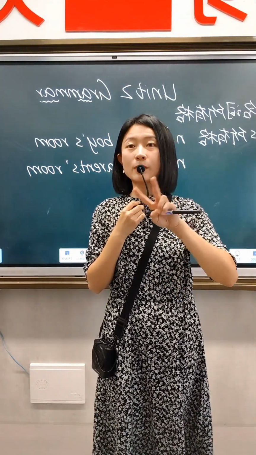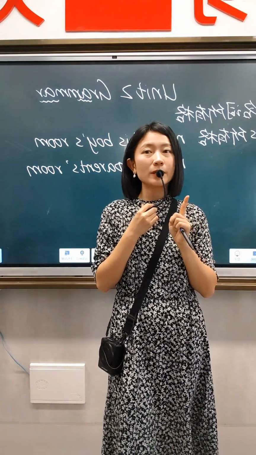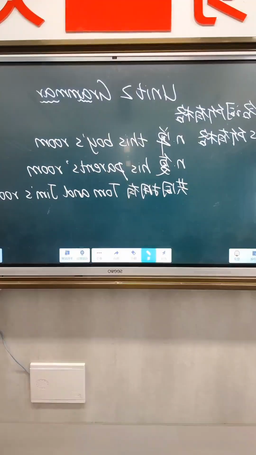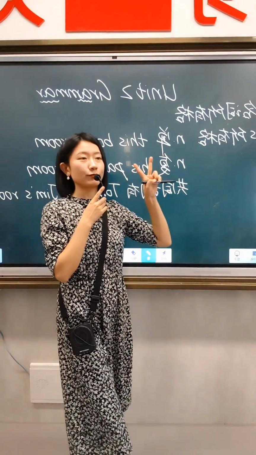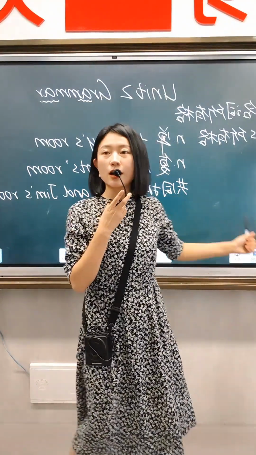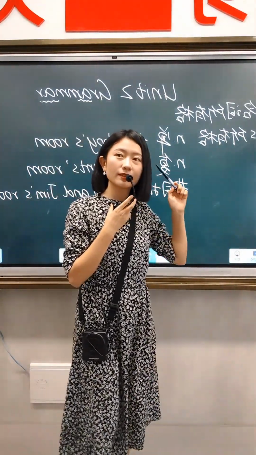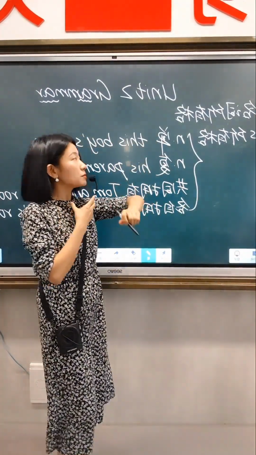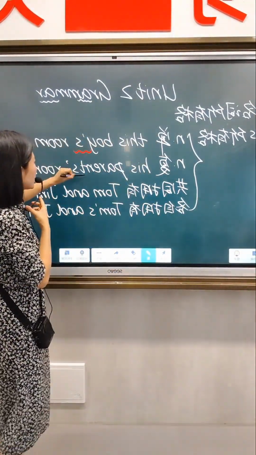So if two people share one thing, where do we put 's? Yeah, the last part. Then what if they have two different rooms? Tom's and Jim's rooms. Yeah. And then please use your red pen to mark the important parts like this.